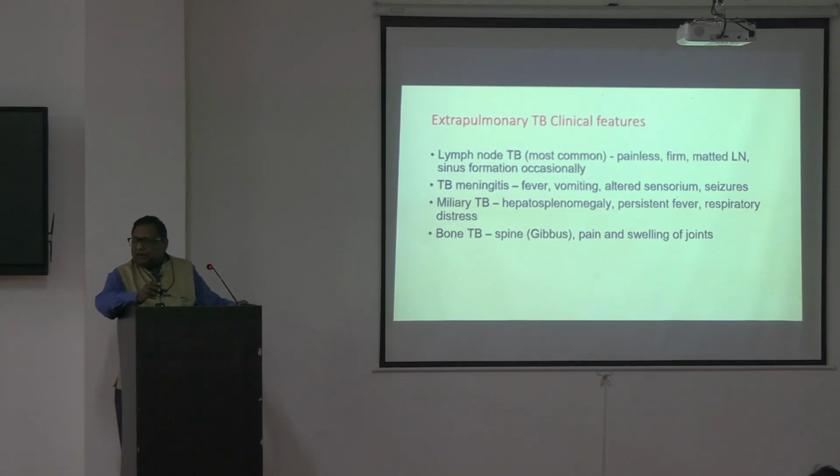Then miliary tuberculosis: if the caseous gland spreads into the blood vessel, then the whole body will be affected. Then he will have high fever, loss of appetite, respiratory distress, cough. In the chest you may not get any findings; mild crackles may be there. If you see the fundus, you will get tubercles. So one should be cautious of miliary tuberculosis. Then there may be hyponatremia.